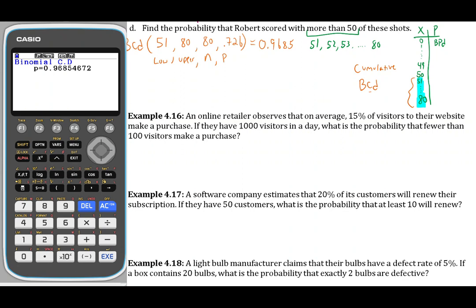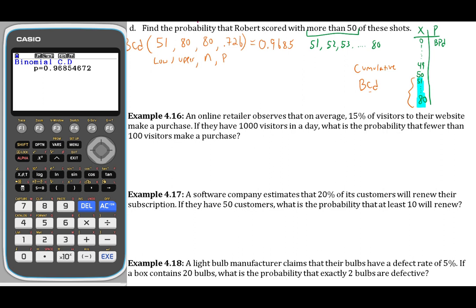All right, we have another example here, which says an online retailer observes that on average, 15% of visitors to their website make a purchase. If they have 1,000 visitors in a day, what is the probability that fewer than 100 visitors make a purchase?